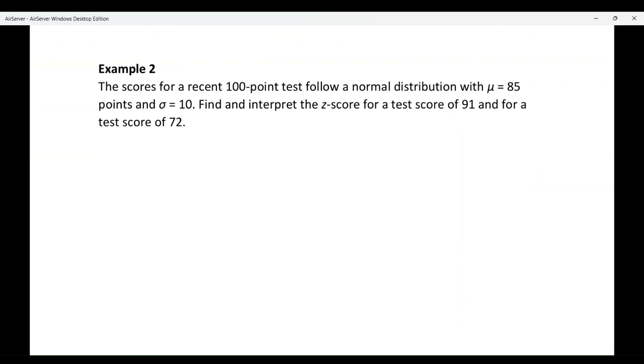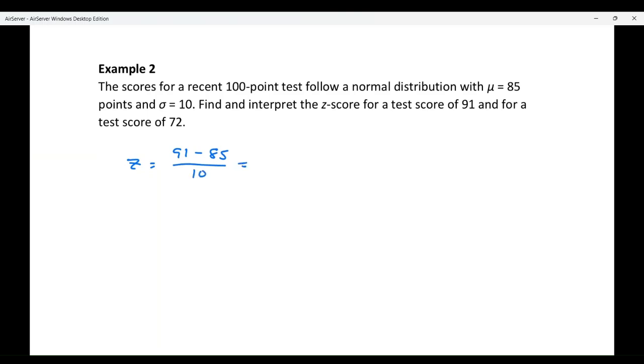All right, so it says the scores for a recent 100-point test follow a normal distribution with the mean of 85 and a standard deviation of 10. Find and interpret the z-score for a test score of 91 and for a test score of 72. So very simply, to find z, again, we take the value minus the mean divided by standard deviation. So the value is 91, that's the test score that's in consideration here, minus the mean of 85 divided by the standard deviation of 10.